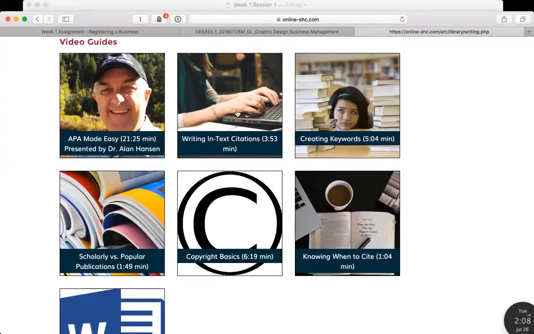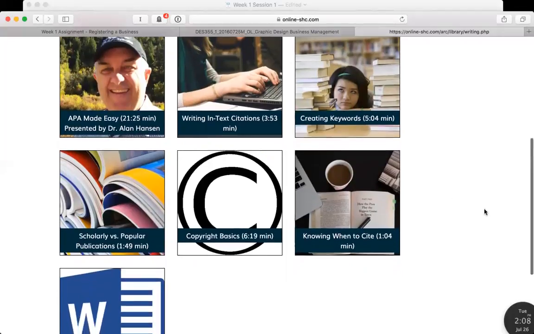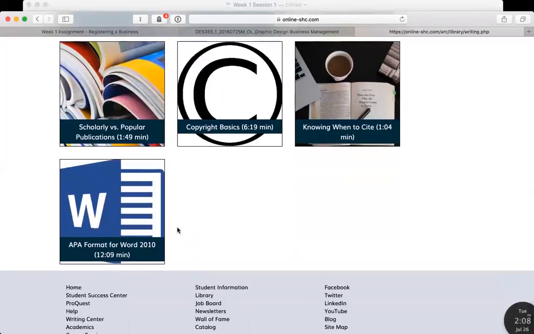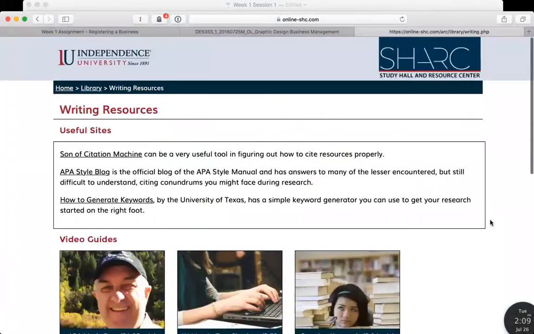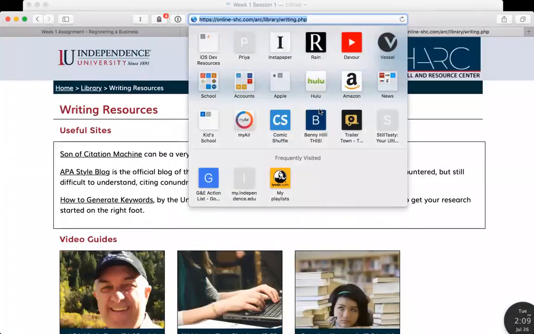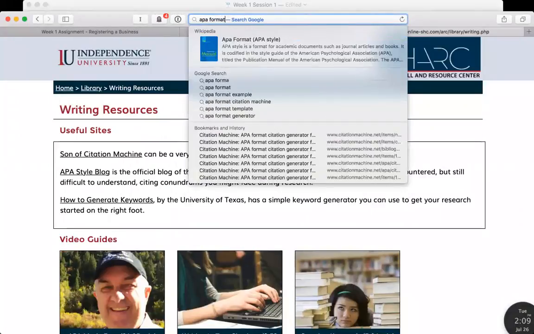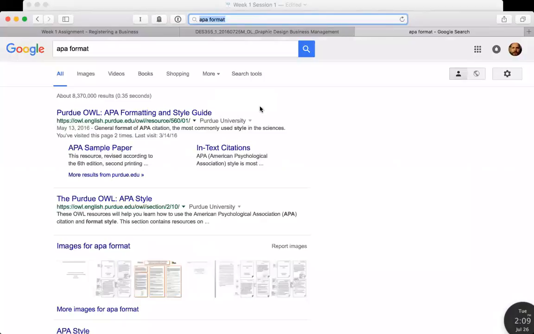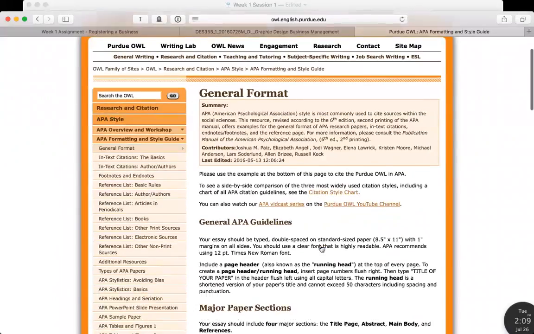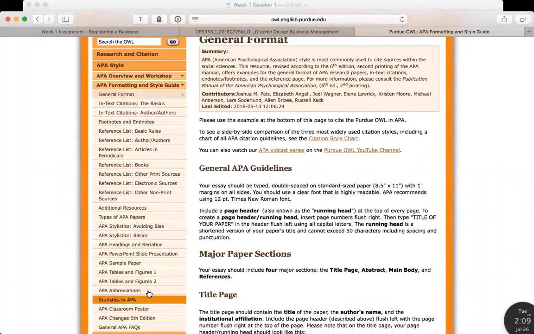You've also got a shorter video on just doing in-text citations, if that's something you struggle with. And then there's a video of APA format in Word, and it's supposedly 2010, but it doesn't change that much. So those are some good resources there too, okay? Other resources that I really like: if you just do a search for APA format, the very top thing is this Purdue OWL. Purdue OWL is from Purdue University, and it just has everything on APA.